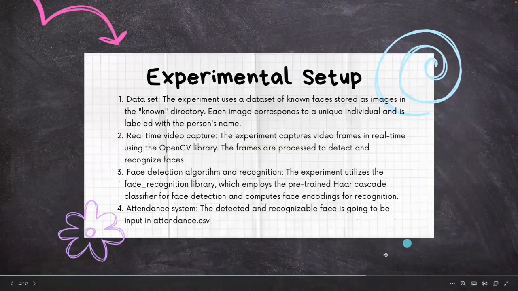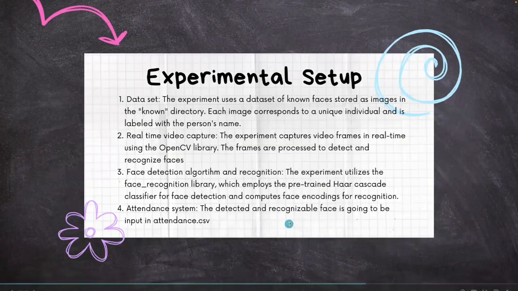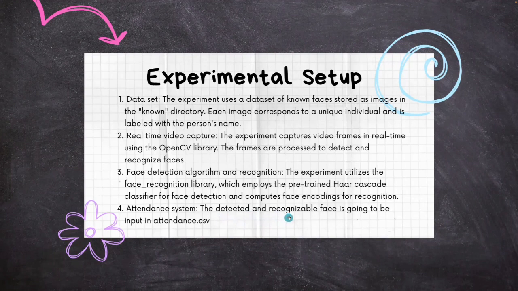The next one is experimental setup. First is the dataset. We use a dataset of known faces stored as images in the known directory. Each image corresponds to a unique individual and is labeled with the person's name. Second is real-time video capture. The experiment captures video frames in real time using the OpenCV library. The frames are processed to detect and recognize faces. Third is the face detection algorithm and recognition. The experiment utilized the face recognition library, which employs the pre-trained Haar cascade classifier for face detection and computes face encodings and recognition. Fourth is the attendance system. The detected and recognized face is then entered into attendance.csv.